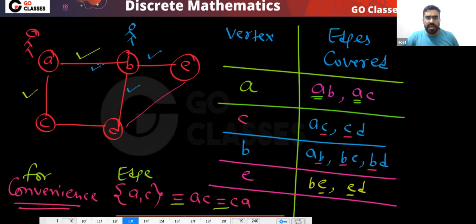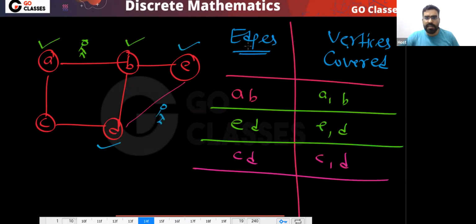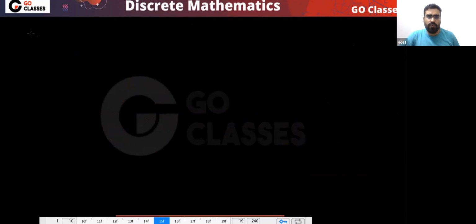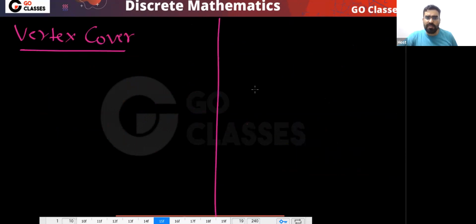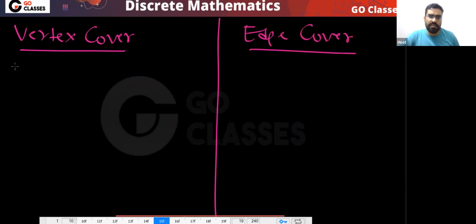So here you can notice, if I put security guard on vertices, then edges will be covered. So here vertices are covering edges, and here edges are covering vertices. Okay. So now what is vertex cover? Vertex cover means vertices will cover edges, and edge cover means edges will cover vertices. Okay, so this is the idea here.